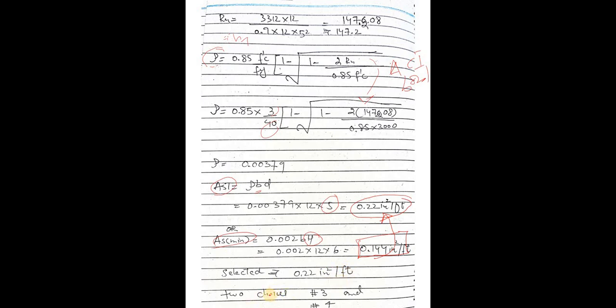Now in slab, I told you that we have only two options. The first option is number 3 steel and number 4 steel. Must remember that number 5 bar is not used in slab. The maximum size of steel bar used in a conventional slab is number 4, which means 4 by 8 inches.